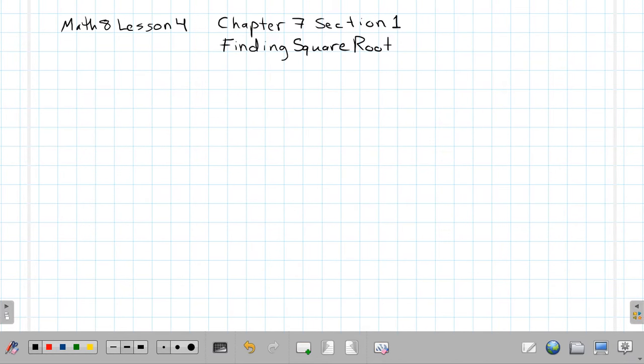So just for reference for everybody, this chapter and section starts on page 250. So page 250. But we are going on to the new lesson, which has to do with square roots.